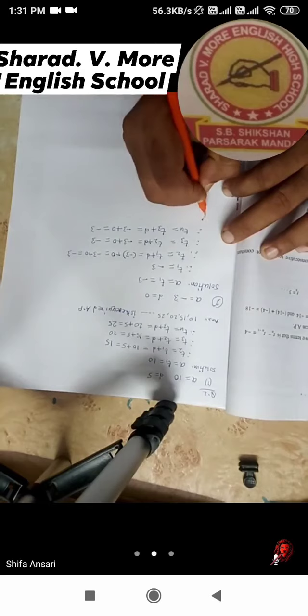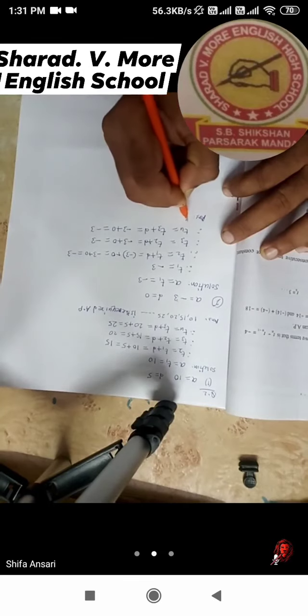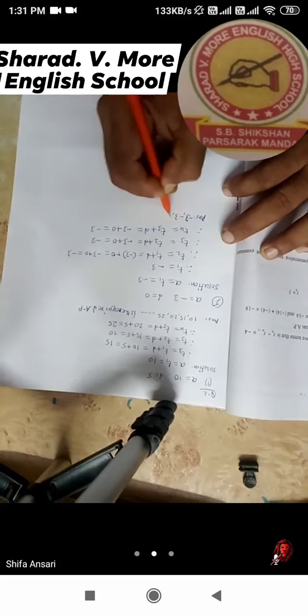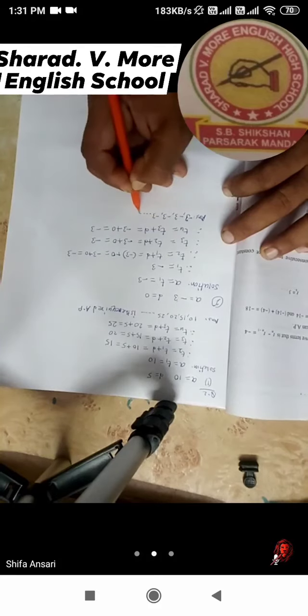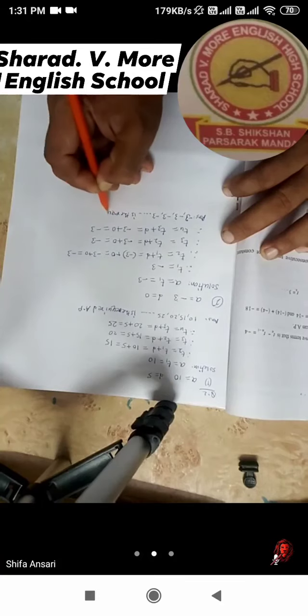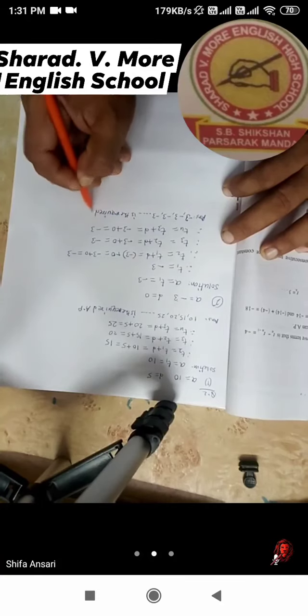Okay, answer: minus 3, minus 3, minus 3, minus 3 and so on is the required AP. Understood? AP is the short form of arithmetic progression. Now see the next question.